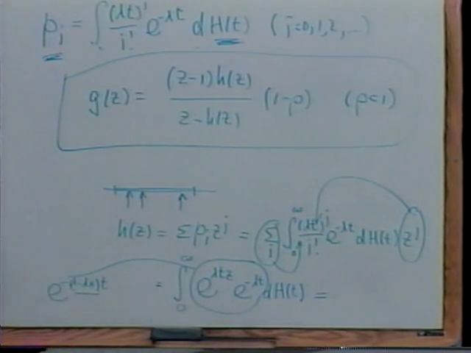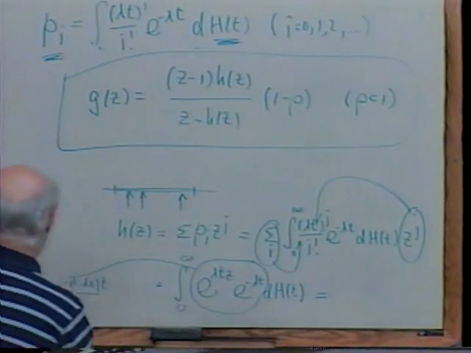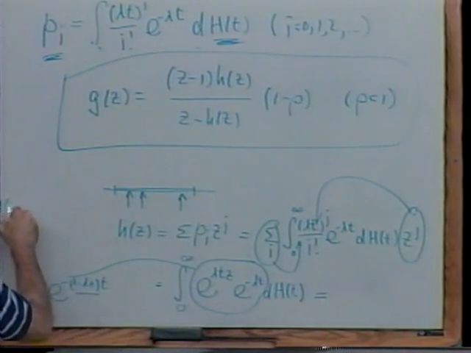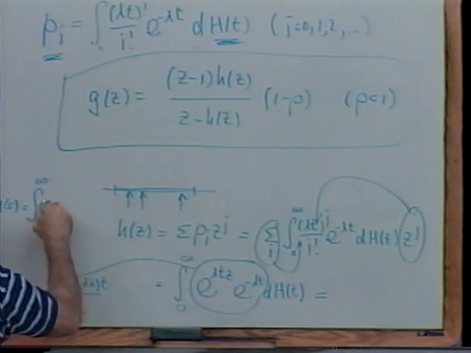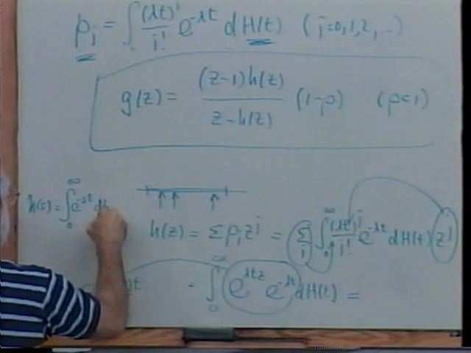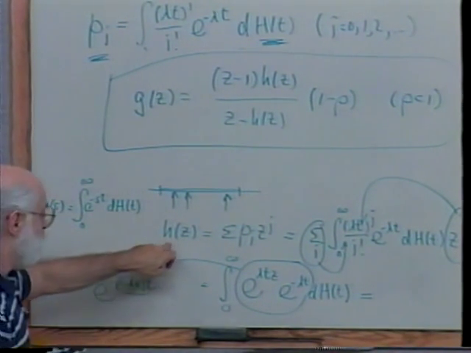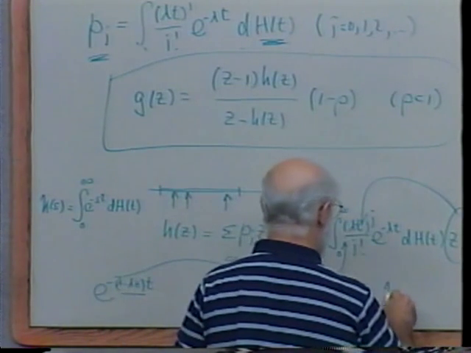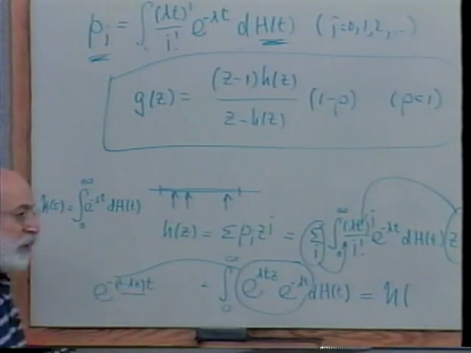So what we've called eta in the past: if eta of s is the Laplace-Stieltjes transform of the distribution function of the service times, then h of z is equal to eta evaluated at s equals lambda minus lambda z.